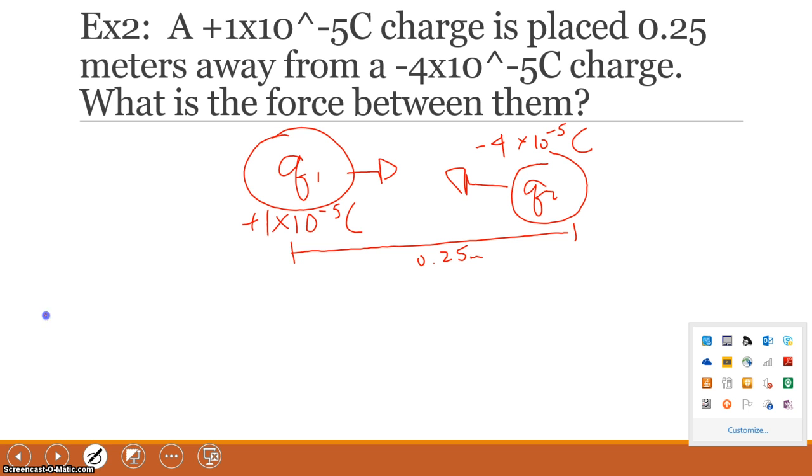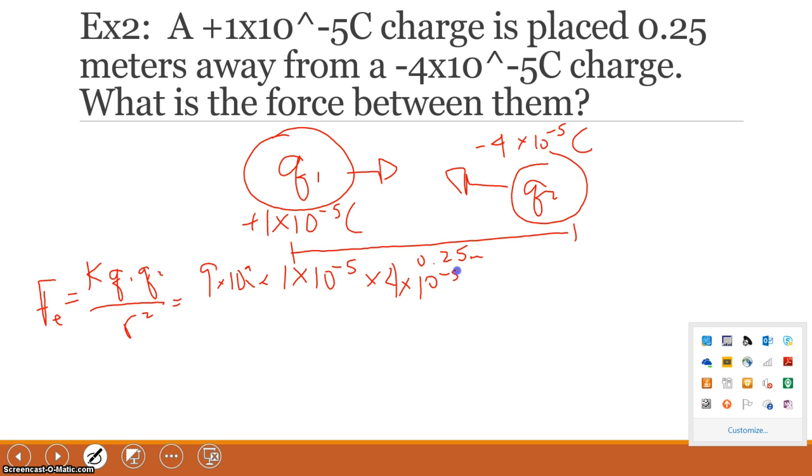Well, we calculate our force by the new formula you guys just learned, which is F equals K Q1 Q2 divided by R squared. So 9 times 10 to the 9 times Q1, which is 1 times 10 to the negative 5, times Q2, which is 4 times 10 to the negative 5. Notice I did not put in the negative. Divided by 0.25 squared.